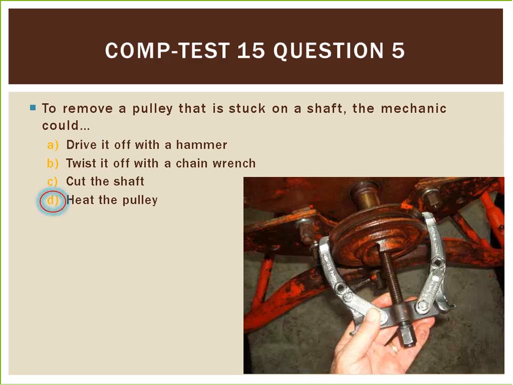Answer D is the correct answer here. Heating the pulley is the proper way of removing a pulley stuck on a shaft. Metals expand when heated, thus making it easier to remove. Answer A is incorrect because driving it off with a hammer could possibly damage the shaft and the pulley. Answer B is incorrect because twisting it off with the chain wrench could bend the shaft. And answer C is incorrect because cutting the shaft will definitely damage the shaft.